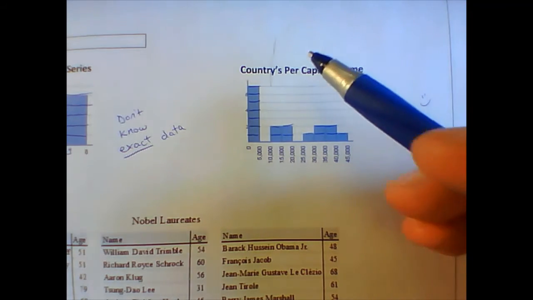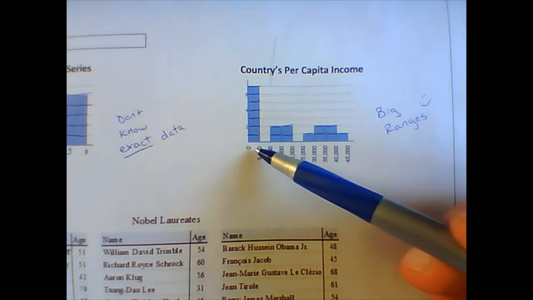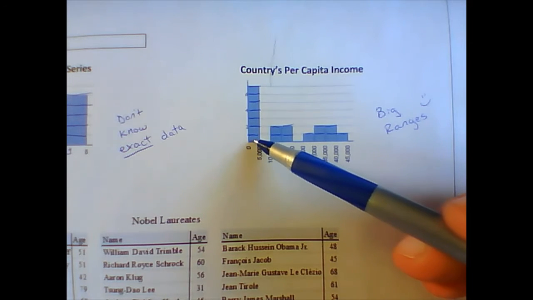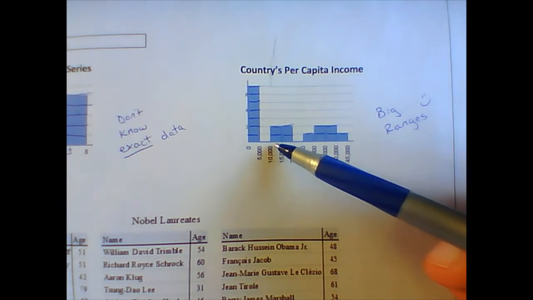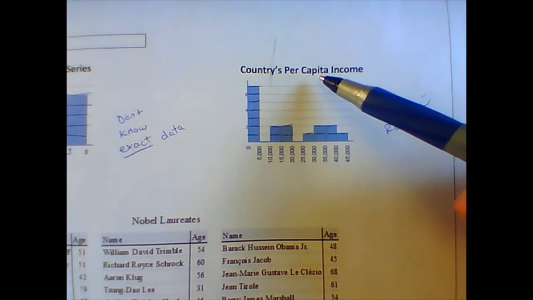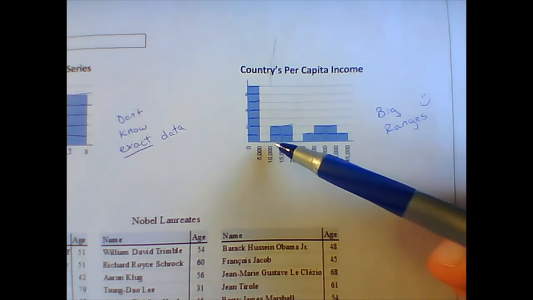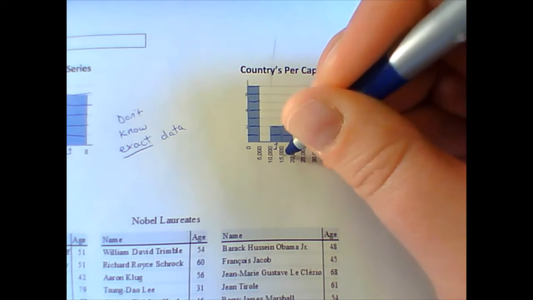These are countries' per capita income. That's income per person. So this first block is a country, but we don't know exactly what that amount is. We know it's between 0 and 5,000, but we don't know if it's 2,000 or 3,000 or 4,000. And the same is true for all of those. Every block on there is between 0 and 5,000, but we don't know exactly what it is.